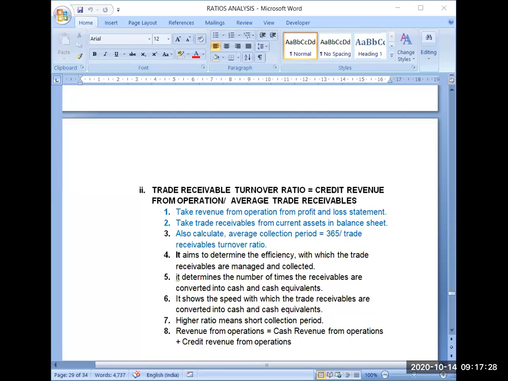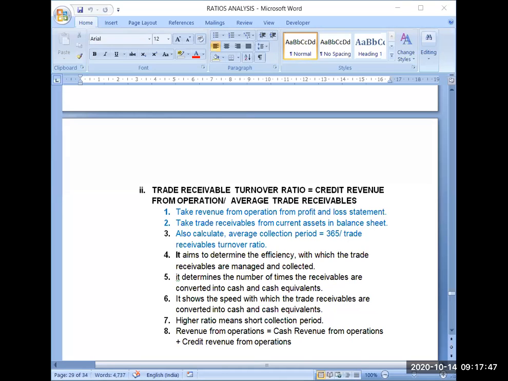Now, credit revenue from operation is a very simple thing. Either the question will give you information about this, or you know that there are only two types of sales, cash sales and credit sales. So you can easily calculate this credit revenue from operation.